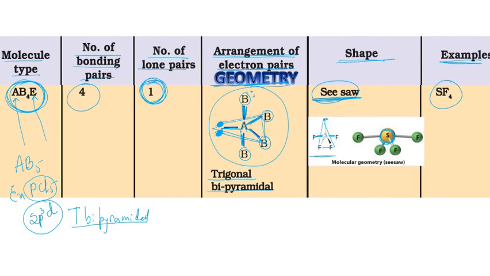Sulfur is present at the center. This is one fluorine atom, this is another fluorine atom, and here we would have our lone pair. You can see that the shape of the molecule is just like a seesaw. Is it clear, students? So whenever you come across SF4, sulfur tetrafluoride, remember that it has 4 bond pairs and 1 lone pair. The arrangement of electron pairs, that is the geometry, is trigonal bipyramidal, but the shape will be seesaw.